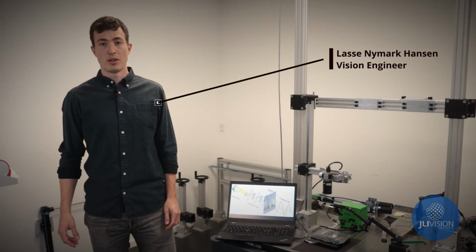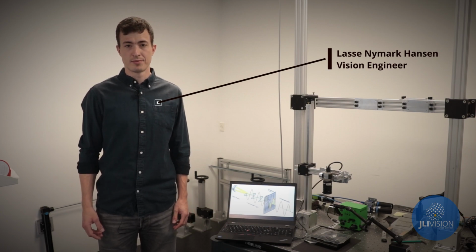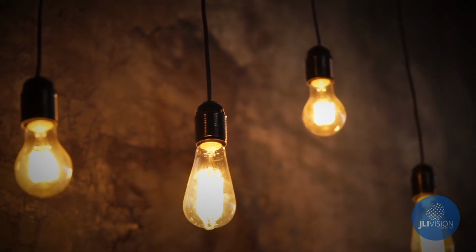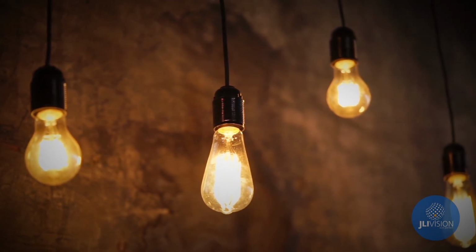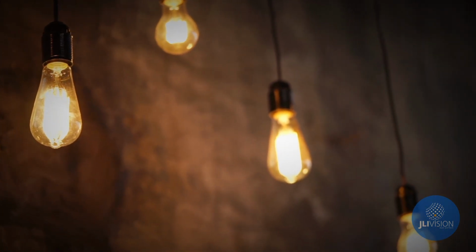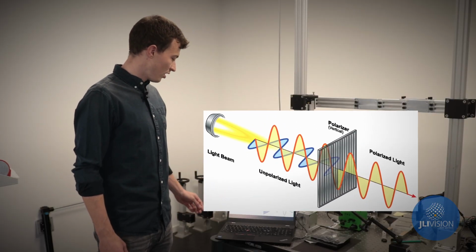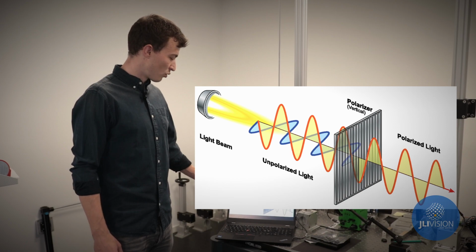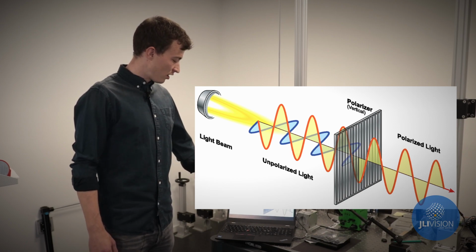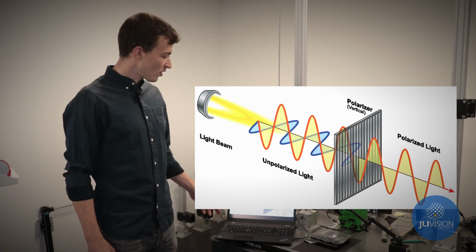Today I'm going to tell you about how to make use of polarized light to solve certain inspection tasks. Normal light from, for instance, a light bulb is characterized by having a lot of electromagnetic oscillations in all kinds of directions. So if you look at this image, what we have is a light beam. This could be a light bulb, or it could be the sun. What it shows is that this is called unpolarized light.